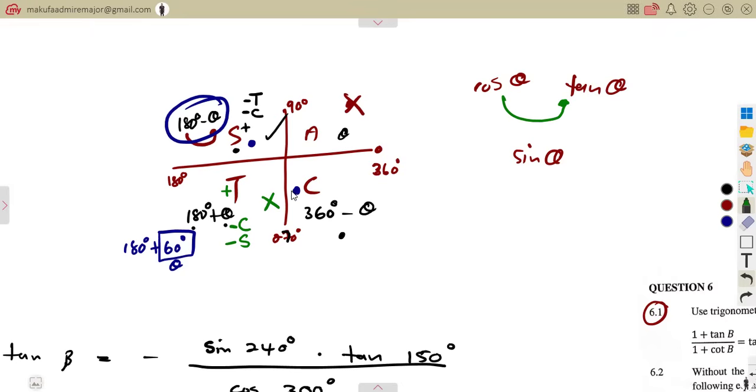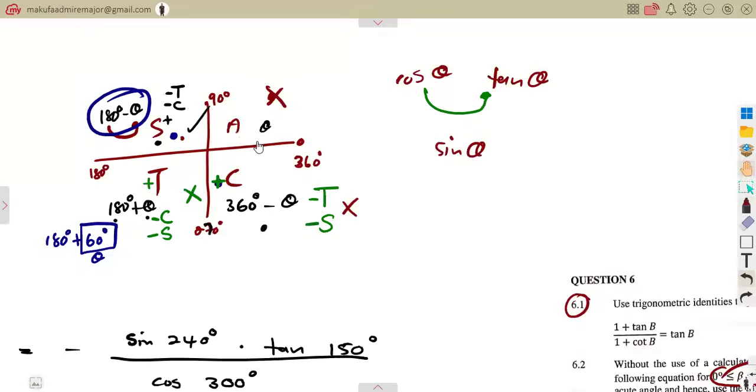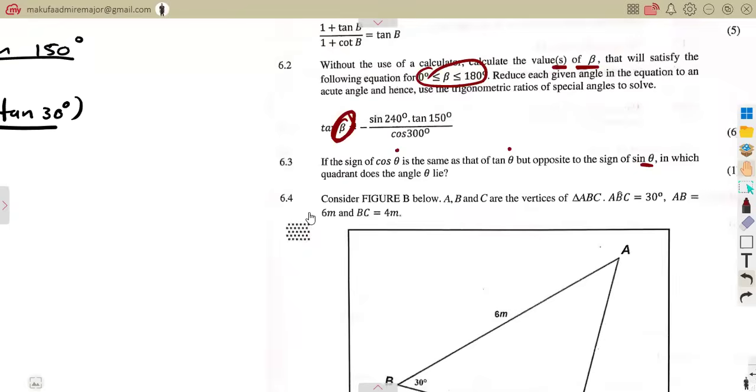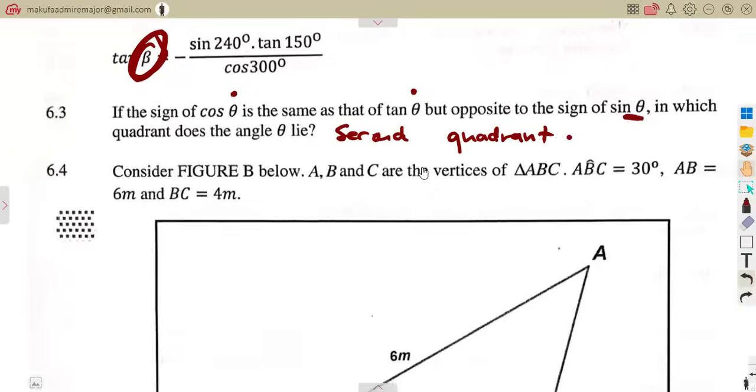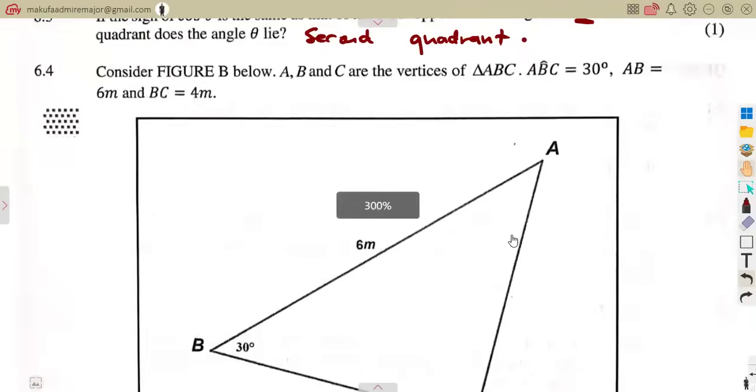The fourth quadrant is for cos, meaning to say cos is positive. What about tan? It's negative. What about sine? Negative. So this is wrong because cos and tan have different signs, but here we are told that they must have the same signs. So this quadrant is also out. The answer was supposed to be the second quadrant. The question was asking which quadrant, and that is the one that fulfills the information that you're given there.